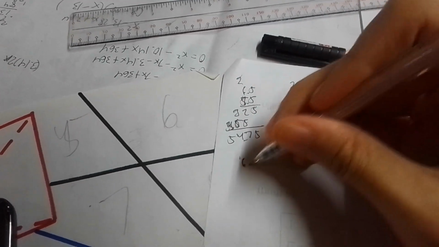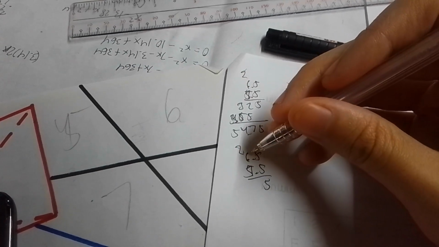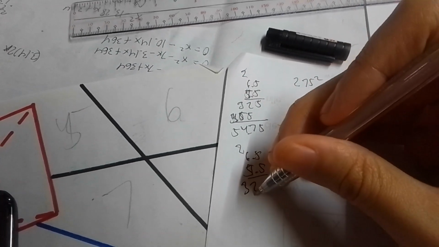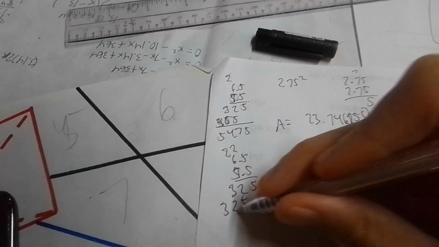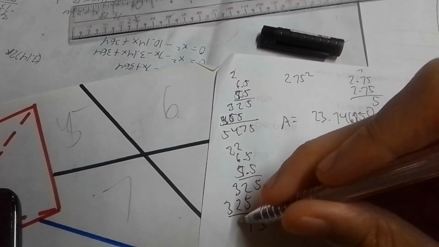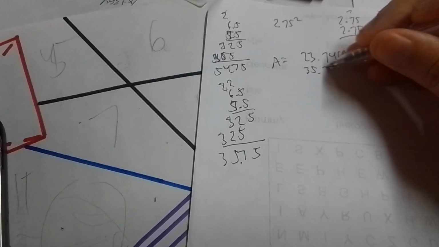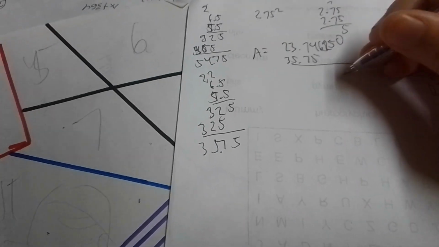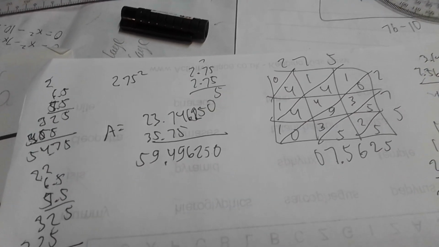Let me write it again. 35.75. Let's see. Then we add this up all together. We should get that. But that's only the second part. But we still need one more step.